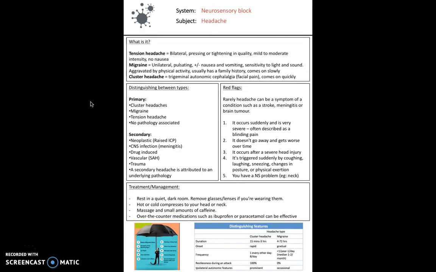Next we have a headache. So a headache is quite a simple term, but everyone really knows what it means. But really it can be divided up into primary and secondary headaches. So primary headaches are those such as cluster headaches, which come on quickly.